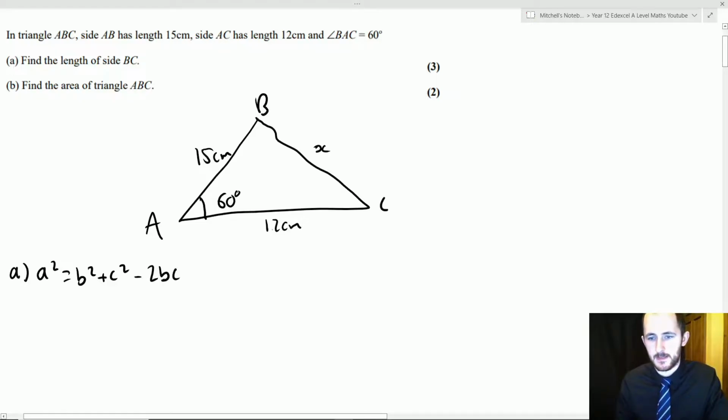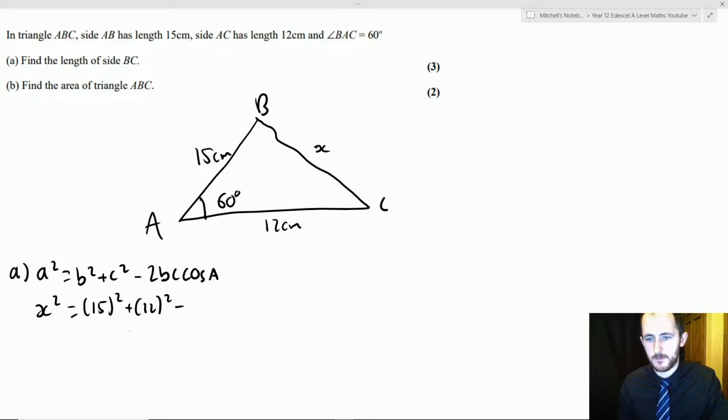Minus 2bc cos A. Now if the letters confuse you, just remember that the side a is always opposite the angle they give you, and sides b and c are the ones that make up the angle. Okay? So you have these three pieces and the opposite side. So if we just sub in what we have here, that means x squared is equal to b squared. It doesn't really matter which way around you do it. So if we just say 15 squared plus 12 squared minus 2 times 15 times 12, then cos 60.